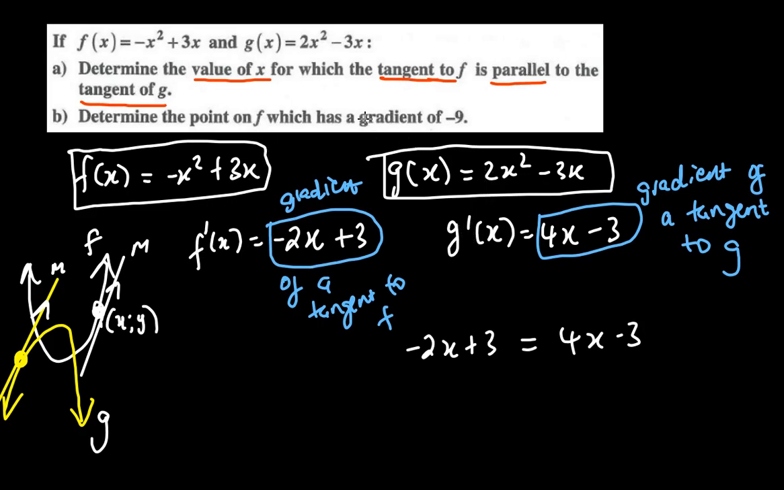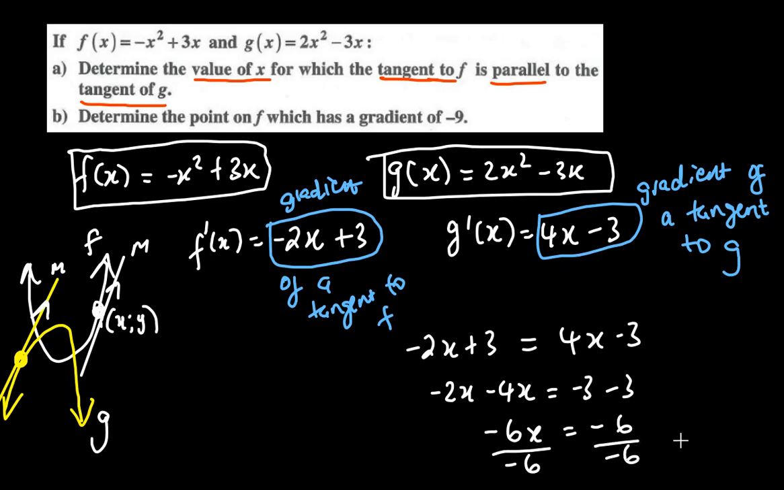Okay, so then we solve. We have negative 2x minus 4x is equal to negative 3 minus 3. So I'm going to have negative 6x is equal to negative 6. Then you divide by negative 6 on both sides, therefore your x is 1.